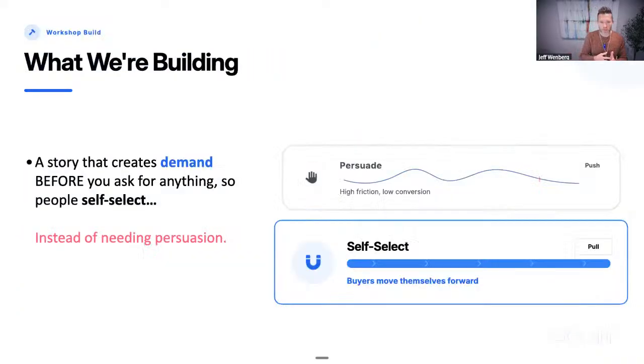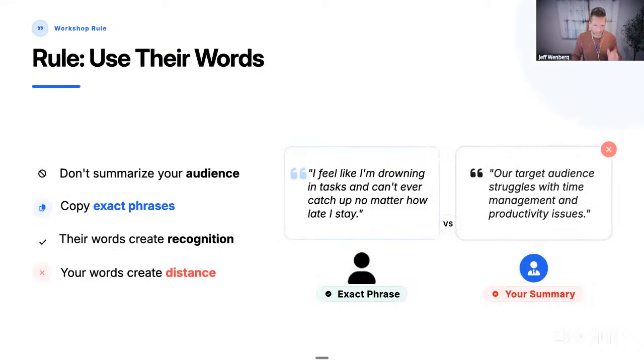So what we're going to be building is that enrollment story that creates demand before you ask for anything, so people self-select. That's what I just covered. And here's a couple of rules before we get into writing this all out. I don't want you to summarize what your audience says.